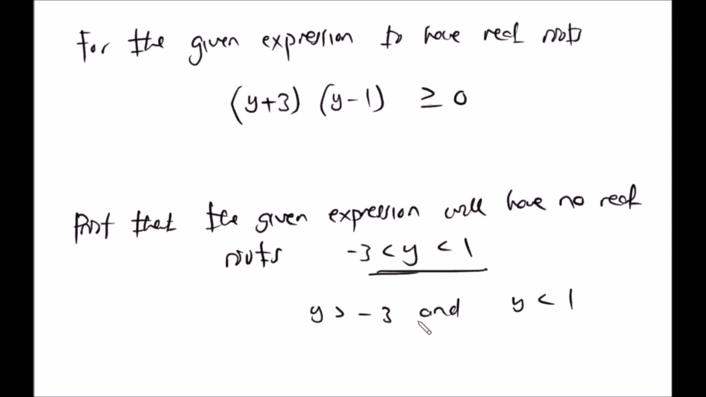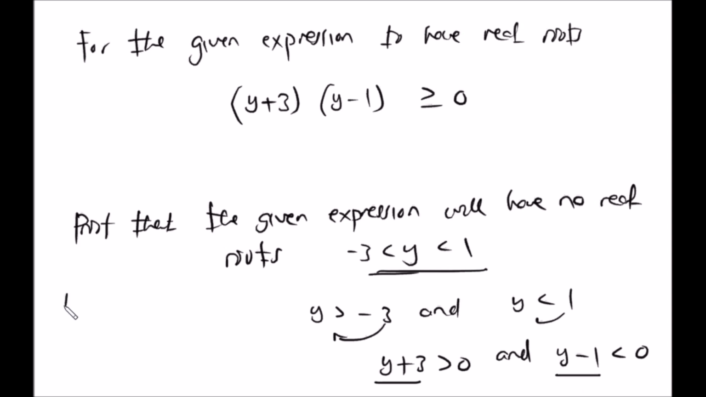Hii nikiipasua si ndio hivi? Alafu hii manake nini? Huu negative 3 nikimleta huku manake ni y plus 3 is greater than 0. Sawa? And huyu 1 nikimleta huku y minus 1 is less than 0. Si ndio hivyo? Sasa manake y plus 3 ni positive, alafu y minus 1 ni negative. So ukichukua positive times negative unapata nini? Unapata negative. Kwa hiyo nikichukua y plus 3 tunaona ni greater than 0 manake positive, times y minus 1 ni less than 0 manake negative.